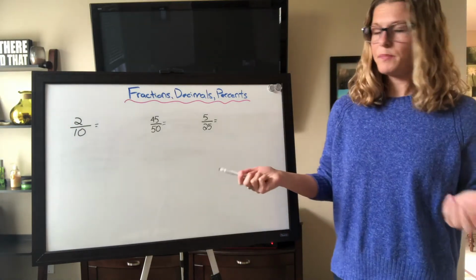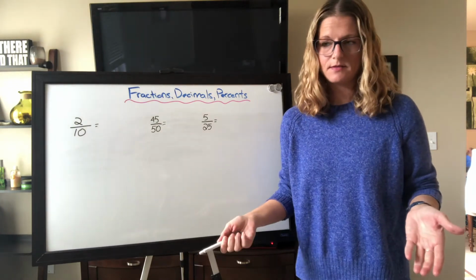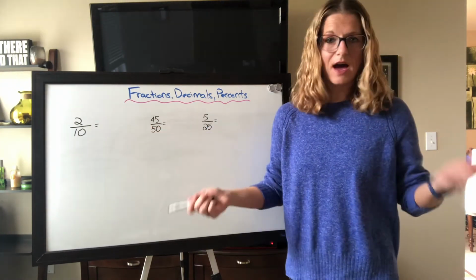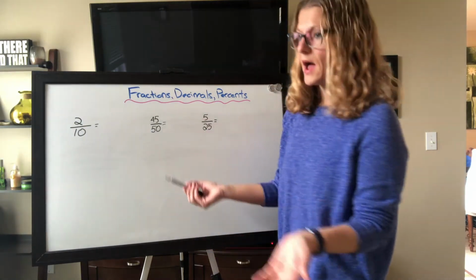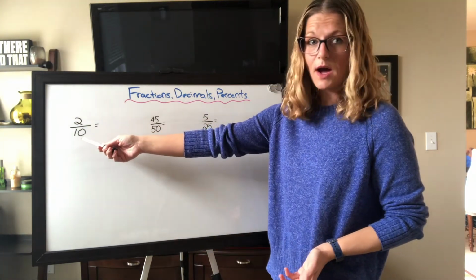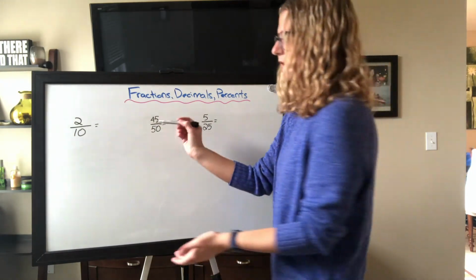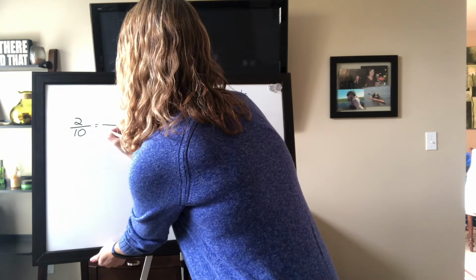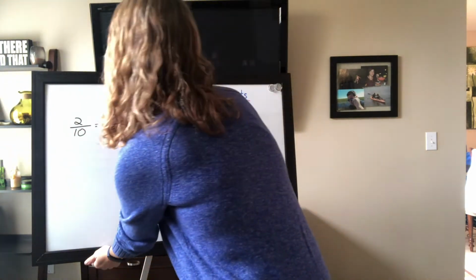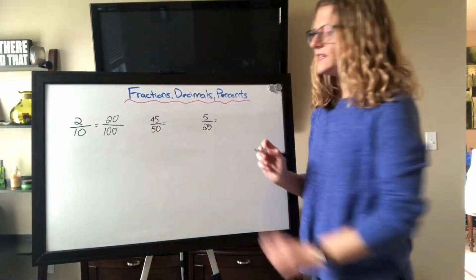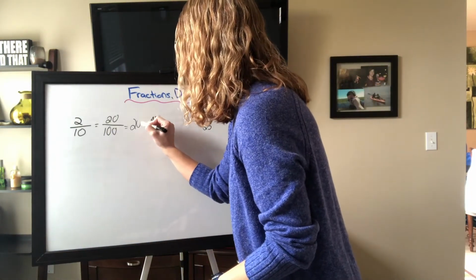So, for example, if I had got 2 out of 10 on a test, I would want to make this out of 100, so I know how much I got out of 100%. 10 goes into 100 10 times. Whatever you do to the numerator, you must do to the denominator. So 10 times 10 is 100, 2 times 10 is 20. So 20 out of 100 is equal to 20%.